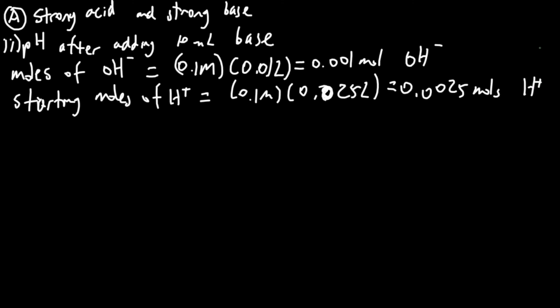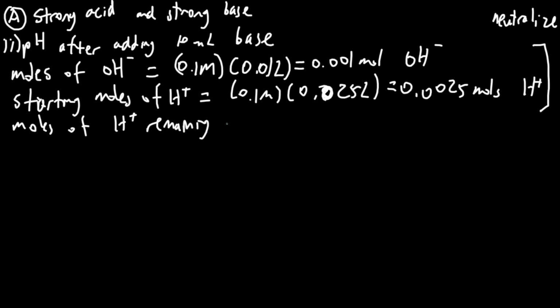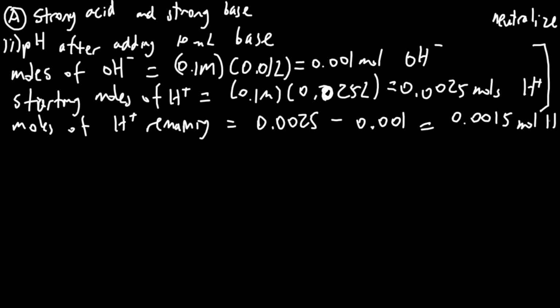Now OH minus and H plus will neutralize each other. So this means that the moles of H plus remaining would be 0.0025 of H plus of the acid, which will neutralize with 0.001 moles of OH minus, and this means you have 0.0015 mole of H plus left over.